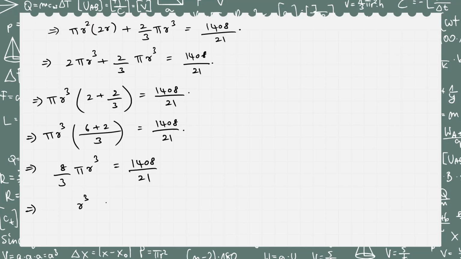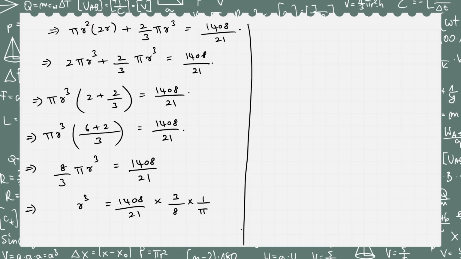So leaving r cube on the left side, taking everything else to the other side, we have 1408 by 21 remains the same. This 3 in the denominator goes to the numerator of the other side. 8 in the numerator of the LHS goes to the denominator of the RHS. And pi also goes to the other side denominator, right? Now let us continue further. That implies r cube equal to 1408 by 21 into 3 by 8 into 1 by pi, means 1 by 22 by 7, which can be written like 7 by 22, right?